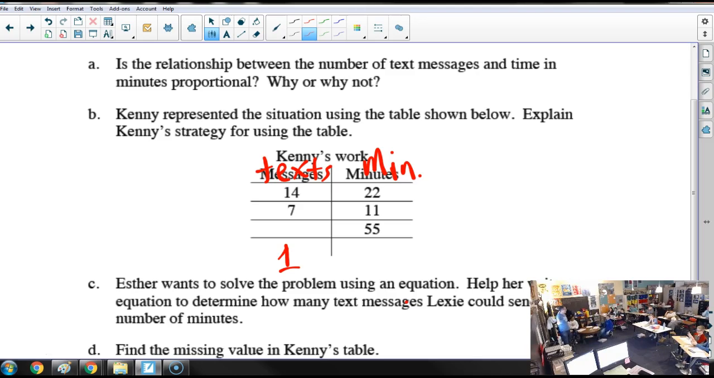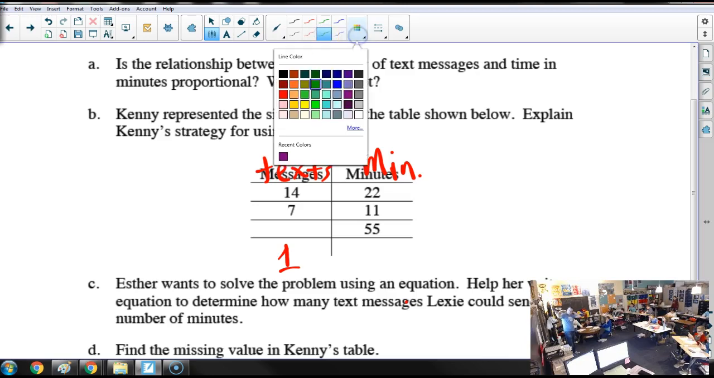Eric? Just something I noticed right now is that it's the multiples of 7 paired with the multiples of 11, because you have 7 times 1 which is 7 and 11, and then you have 7 times 2 which is 14, 11 times 2 which is 22.